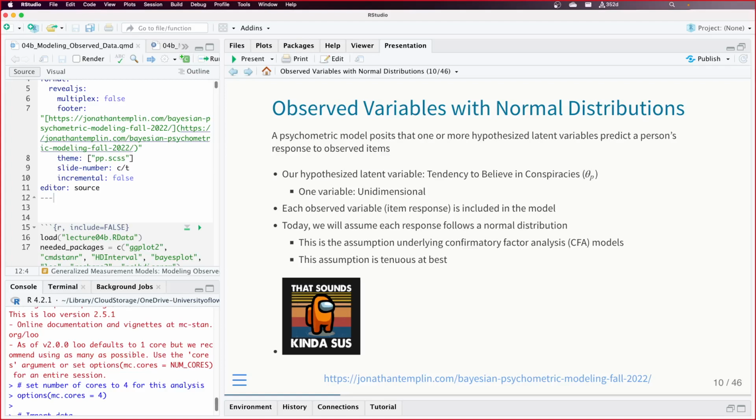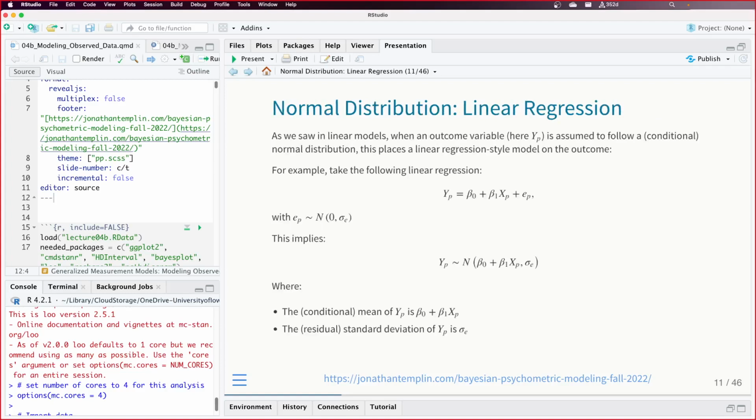Because it's easy. Yes, it's available and easy. But we're not here for easy, and CFA is sus. How about that? All right, so here's the model itself.